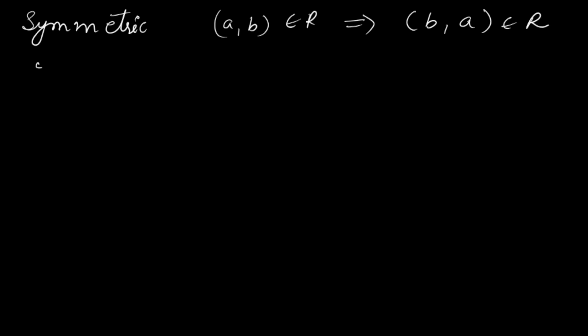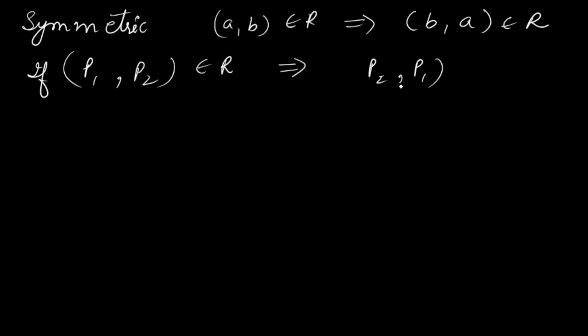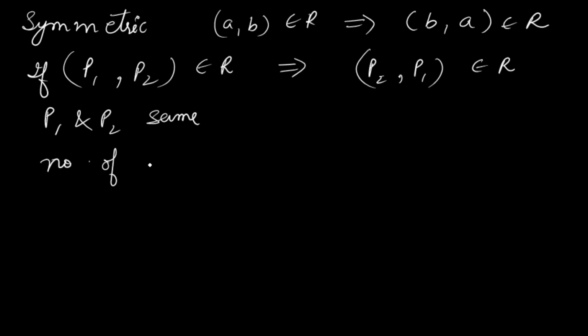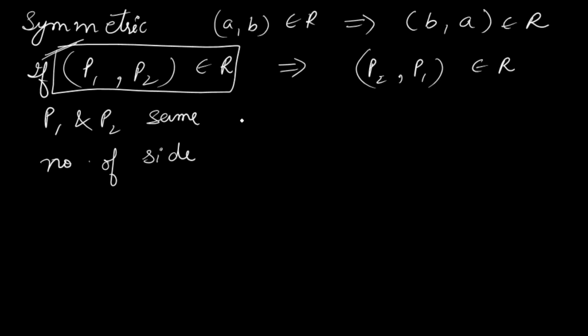Now that means if (P1, P2), where P1 and P2 are two polygons, belongs to R, it implies (P2, P1) should also belong to R. Now if (P1, P2) belongs to R, what does it mean? It means P1 and P2 have the same number of sides. Because if this ordered pair belongs to R, it will satisfy the given relation that P1 and P2 have the same number of sides.